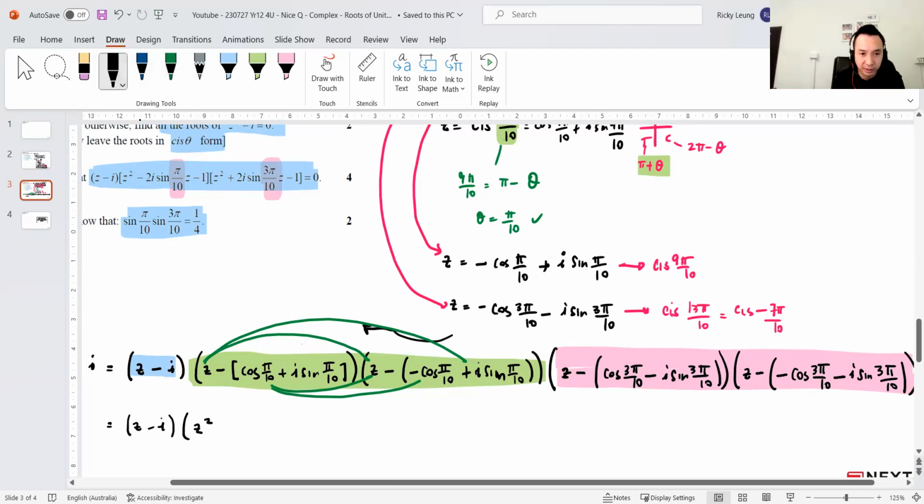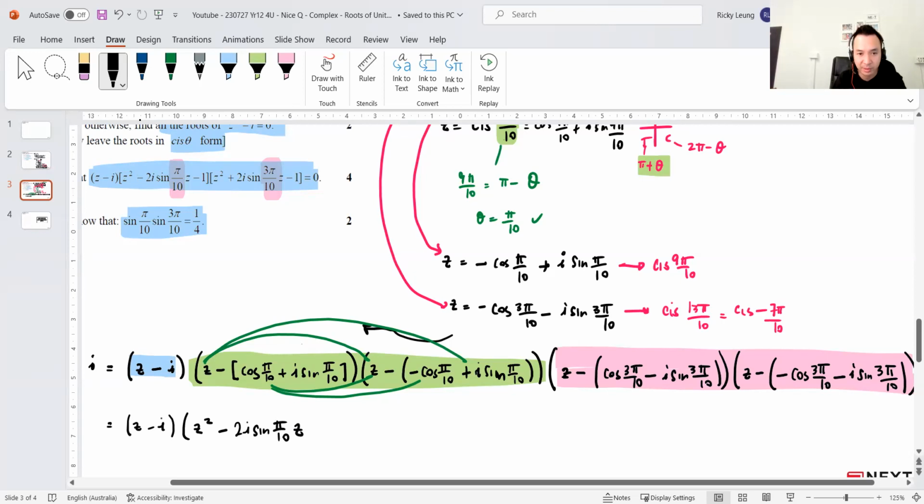Actually, no, let's just do this. So I'll factorize the z out. Look what you get. You get this guy plus this guy. You can see that the cosines cancel out, and I'm left with 2i sine, right? So I can actually just write 2i sine pi on 10 z, right? That's the top and the first one on z, right?